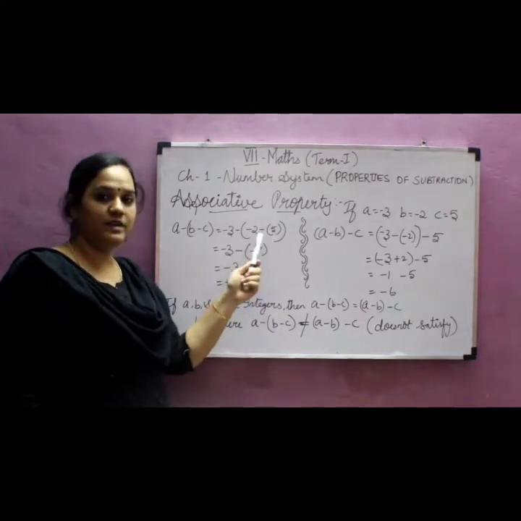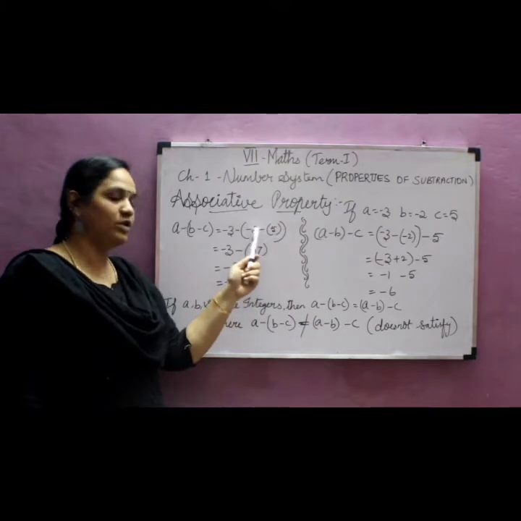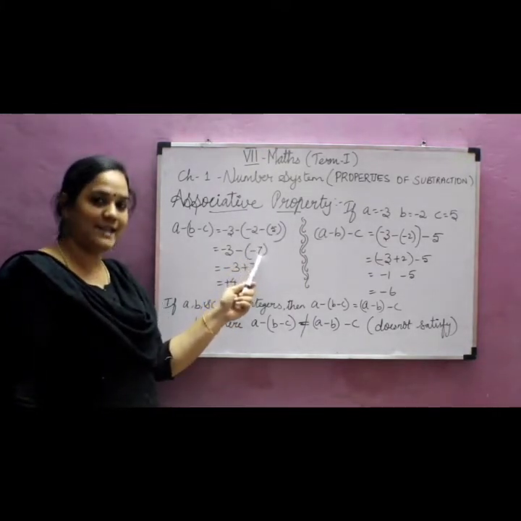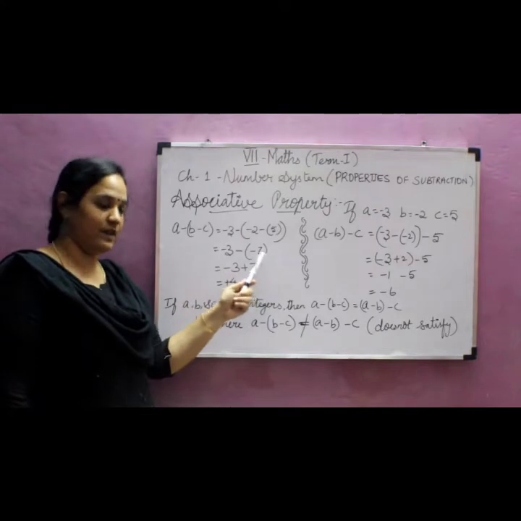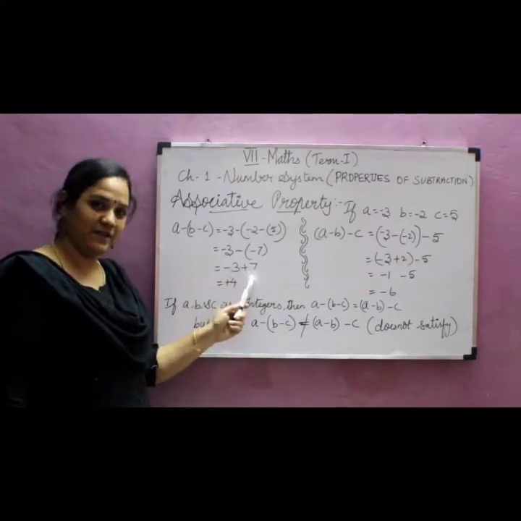So we are solving these two numbers first. Minus 2 minus 5. Both have the same sign, so we have to add. Adding, I got 7. The greatest number's sign is minus, so minus 7. So here minus 3 minus of minus 7. Minus 3 minus of minus 7 is plus 7. So I have written plus 7 here.